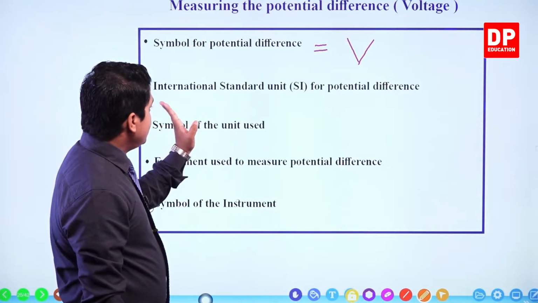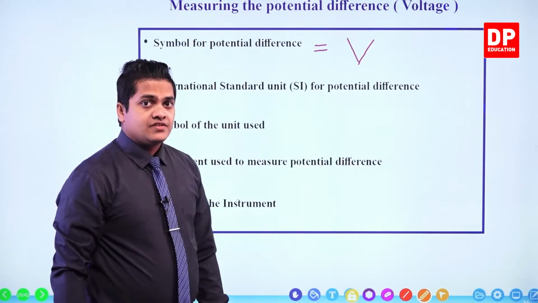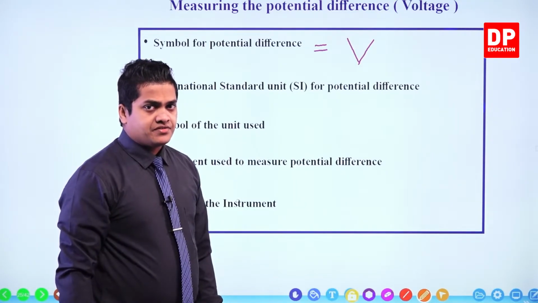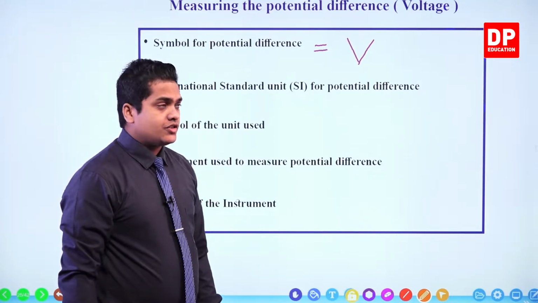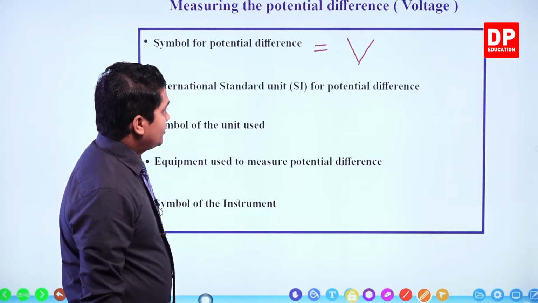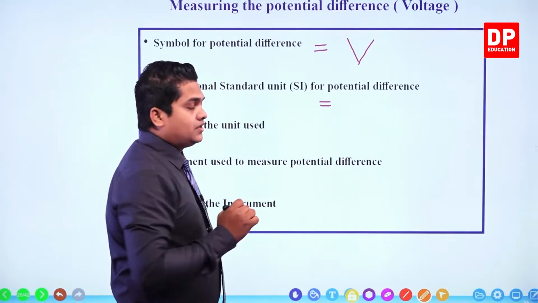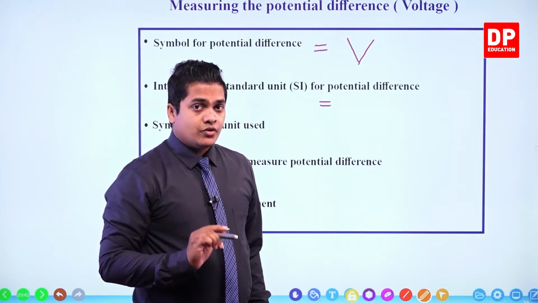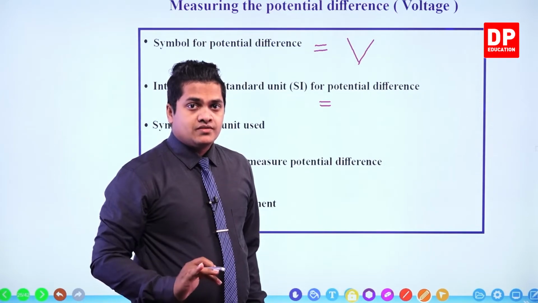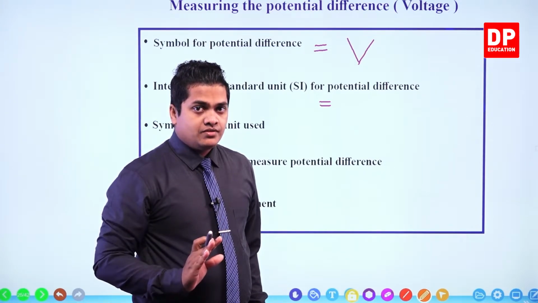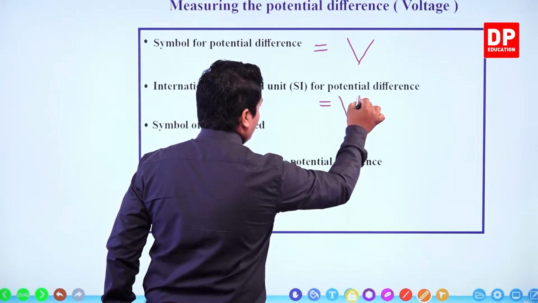Then the International Standard Unit or the SI unit for potential difference. SI unit for the potential difference. So the International Standard Unit for the potential difference is, like in the earlier case I told you, we measure potential difference using volts. Right, my dear children? What's the unit? Volts.